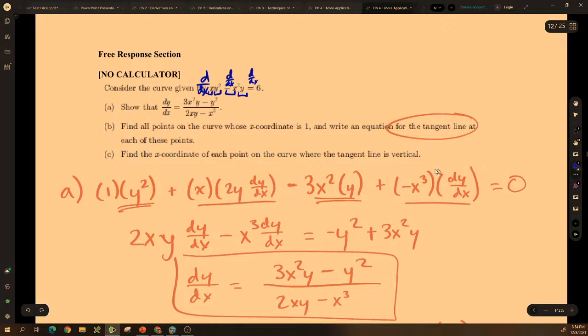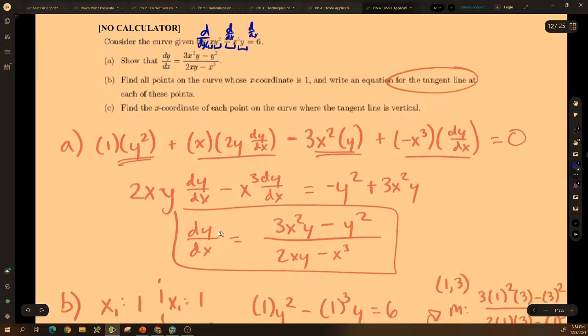I want to isolate for dy/dx. So I'm going to leave the two terms with dy/dx on the left and move these other two terms to the right. 2xy dy/dx minus x cubed dy/dx equals negative y squared plus 3x squared y. Then we'll divide out the other terms. We get dy/dx equals 3x squared y minus y squared over 2xy minus x cubed.